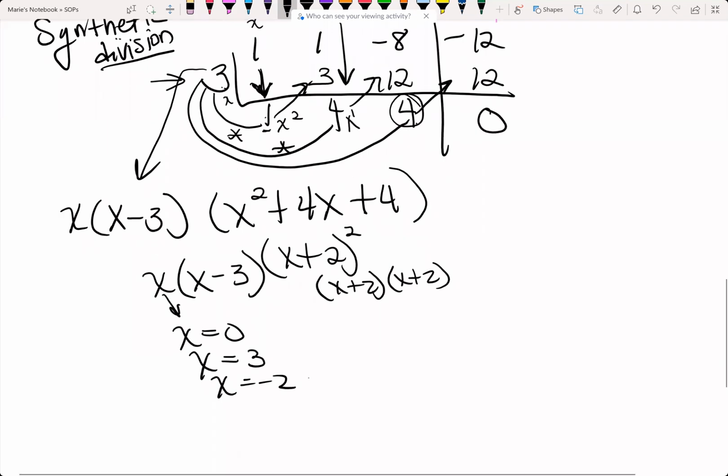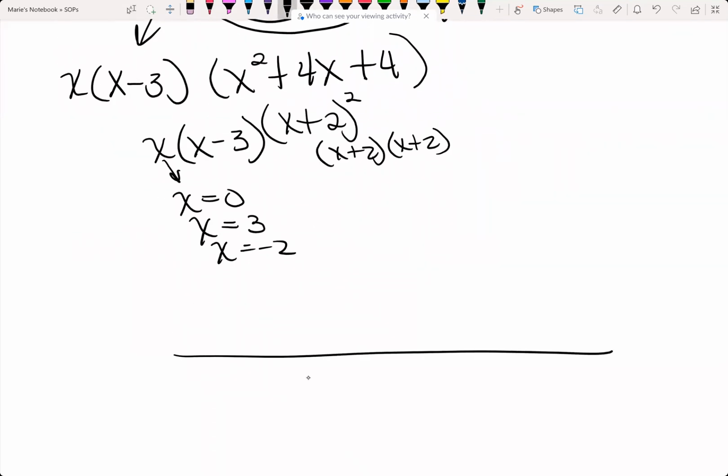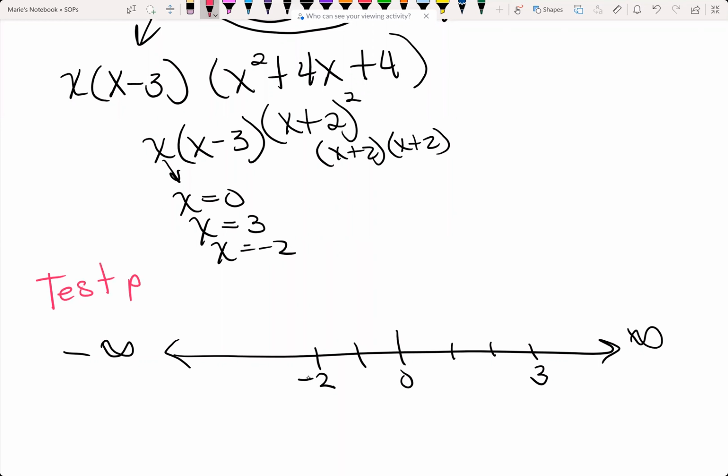So now I have 3 values, and I'm going to check on that number line. So if this is negative infinity, this is positive infinity, here's 0. I've got a 3, and I've got a negative 2. Now I need to find some test points. Again, my test points are going to be in red.